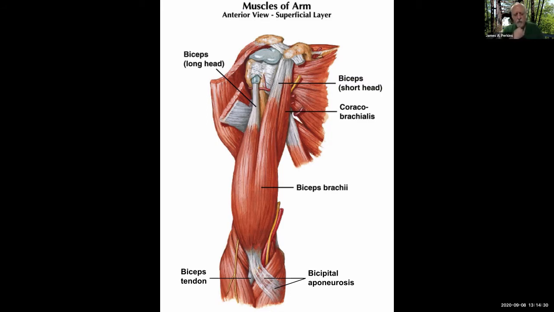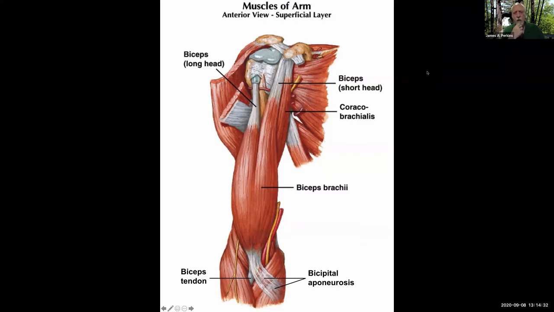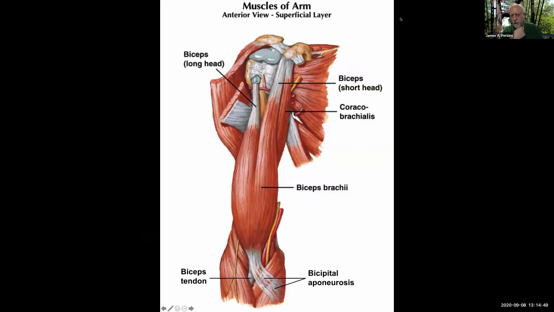I told you that I would hold off for a second on describing the innervation of these muscles, because all the muscles in the anterior compartment have the same innervation. All of the muscles in the anterior compartment of the brachium are all innervated by the musculocutaneous nerve. That's one of the branches of the lateral cord of the brachial plexus.